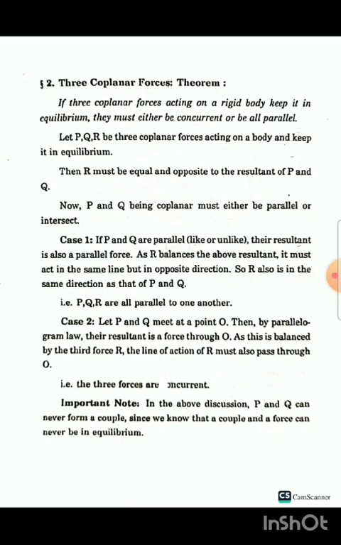In case 2, let P and Q meet at a point O. Then by the parallelogram law, the resultant is a force through O. As this is balanced by the third force R, the line of action of R must also pass through O. Therefore, the three forces are concurrent. Hence proved. An important note: in the above discussion, the two forces P and Q can never form a couple, since a couple and a force can never be in equilibrium. That is the important note for the theorem.